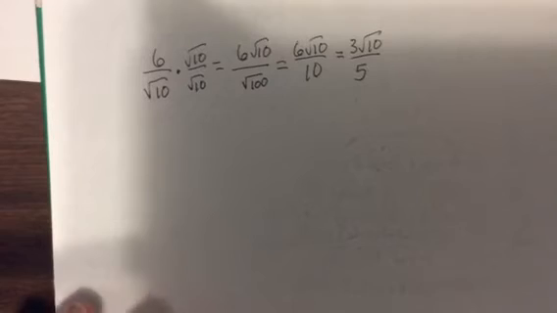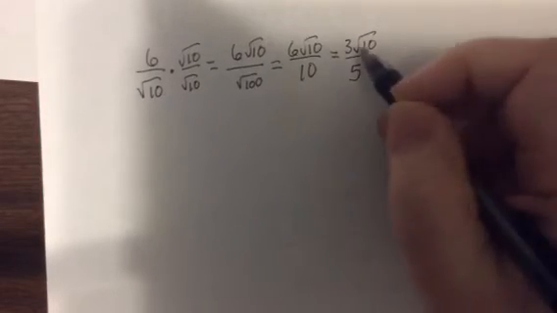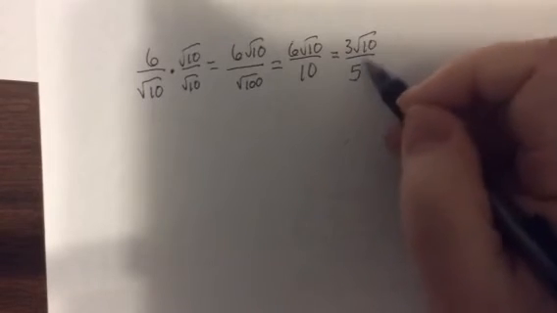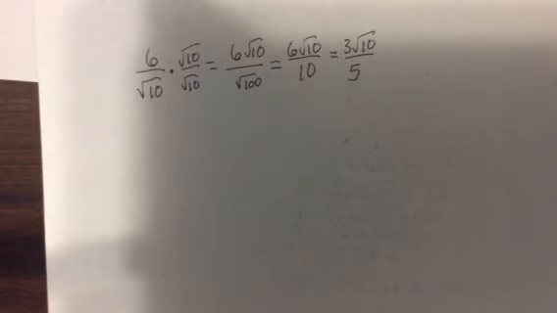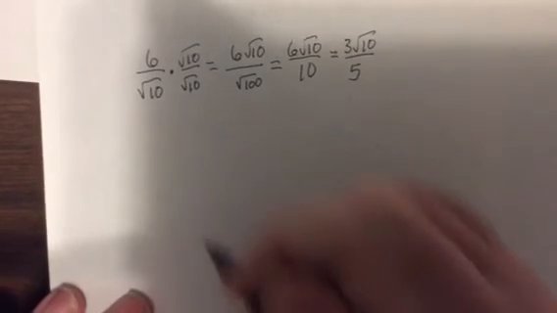It's called rationalizing the denominator. We're getting rid of the square root, which is irrational, and we're changing it so the bottom is rational. Now, it's okay for the top, the numerator, to have a square root there, but they said, hey, we don't want a square root in the bottom.